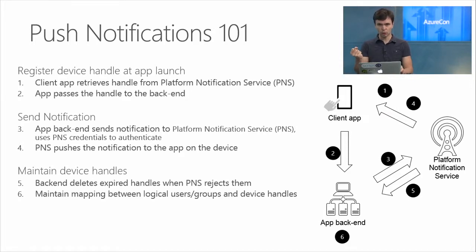Once you have the device handle that uniquely identifies your app on that device, you can pass it to your application backend. And from there on, your application backend can send a push notification via that corresponding platform notification service to your app on your device. Sending a single push notification is very straightforward following these steps. So what's so hard about it in real life?